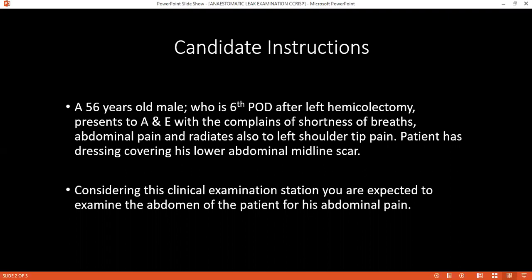To see the breathing, I will give a general inspection. I will see if there is any central cyanosis or peripheral cyanosis or not. I will see if the patient is having confusion or the use of accessory respiratory muscles. Then I will go for the palpation of the trachea.